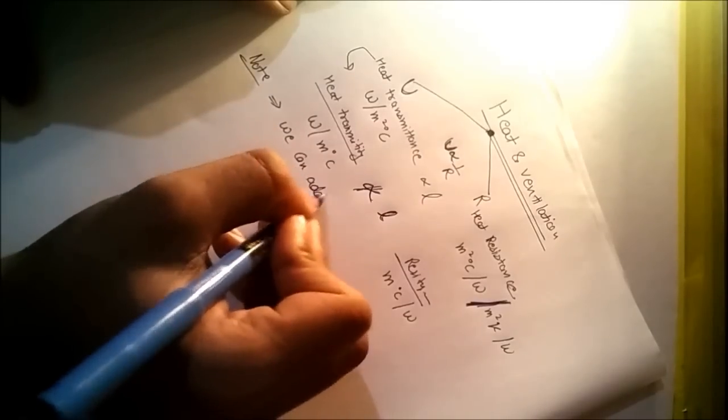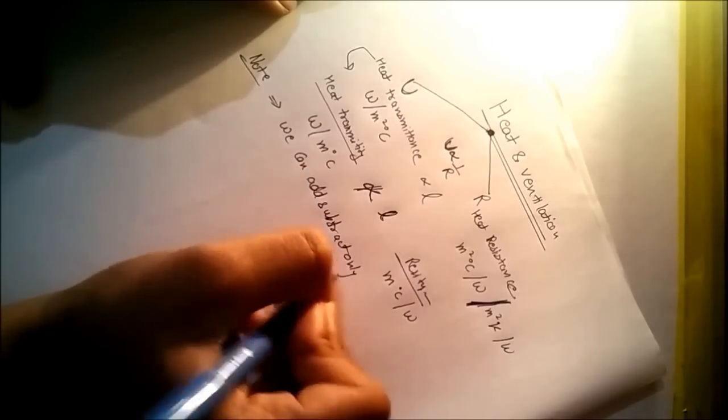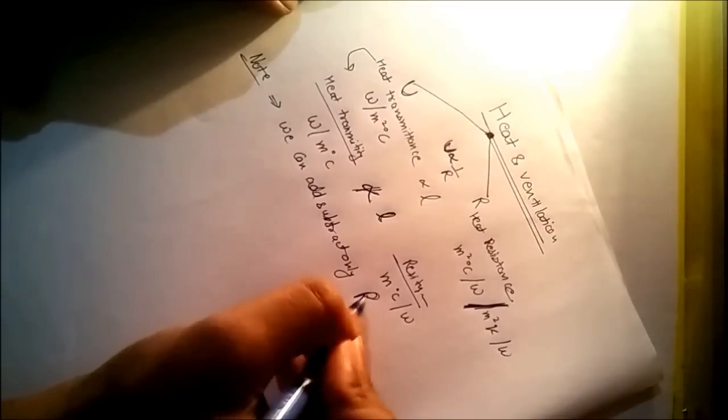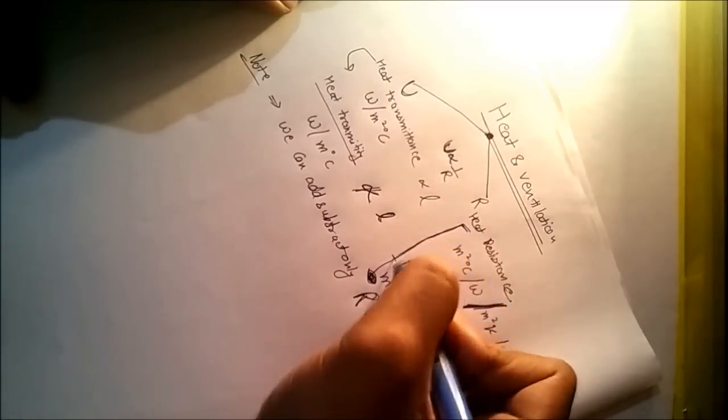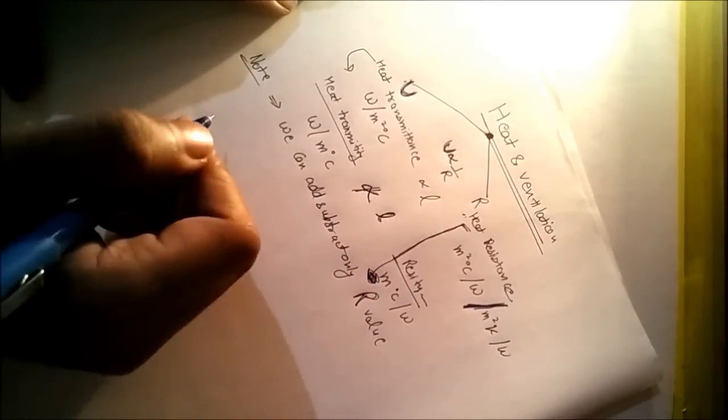We can add and subtract only R values, meaning heat resistance values. If in a question we are given U values, we have to first convert U values into R values, and then we will solve these questions.